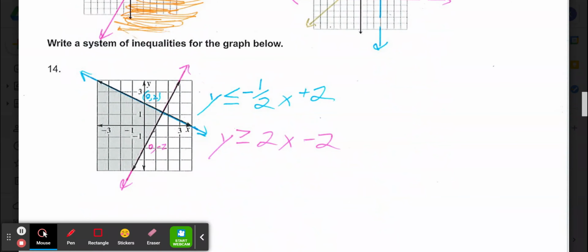And then writing our system of inequalities, we'd want to figure out our y-intercepts of each line, here and here, figure out the slopes, and then figure out our signs based on the shading.